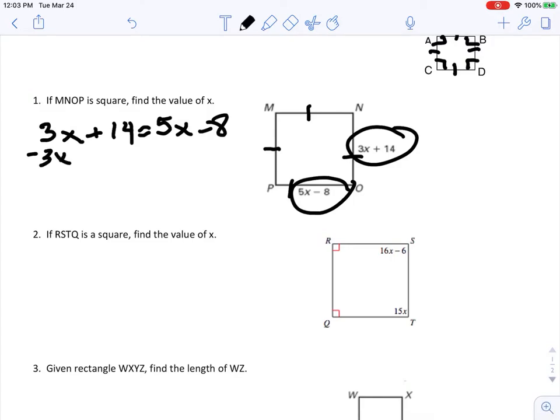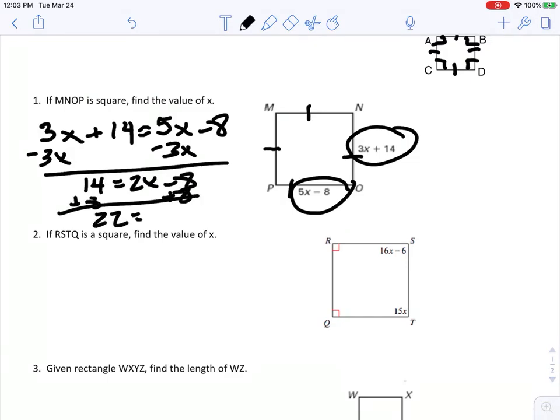So I'll go ahead and subtract the 3x from both sides. 14 equals 2x minus 8. Add 8, add 8. I get 22 equals 2x. Divide by 2, and then I'm going to get x equals 11.